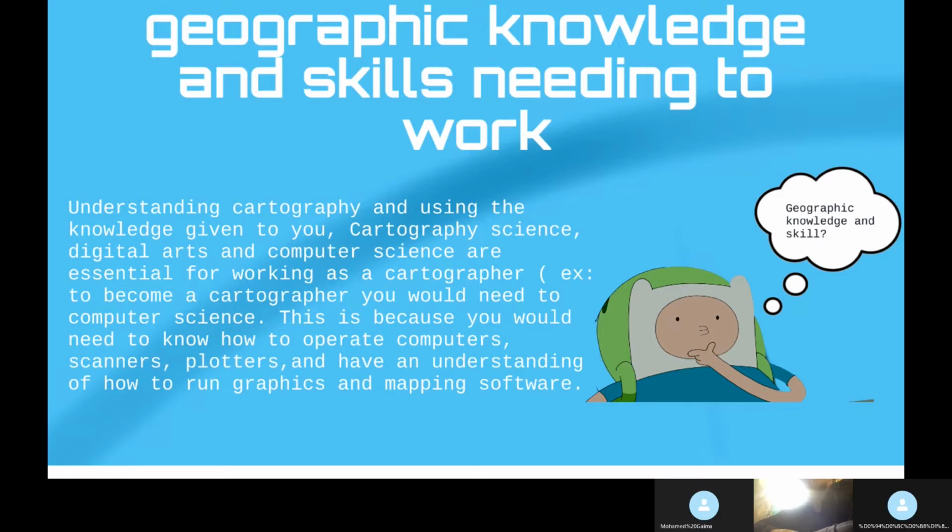Understanding cartography and using the knowledge given to you, cartography science, digital arts, and computer science are essential for working as a cartographer. You will need to have some experience in computer science. This is because you would need to know how to operate computers, scanners, plotters, and how to run different software for mapping and data analysis.